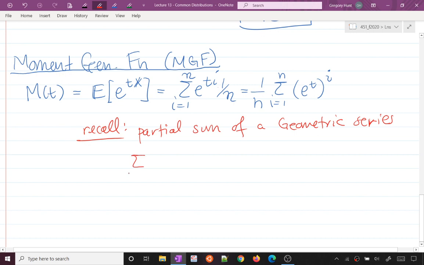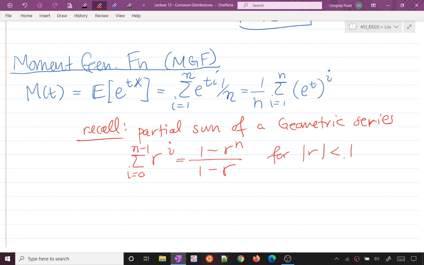The sum of a geometric series, if we sum i goes 1 to n minus 1 of r to the i, this is kind of the partial sum of a geometric series. This is 1 minus r to the n over 1 minus r. All right, if I let n go to infinity, it just becomes 1 over 1 minus r. And this is true as long as absolute value of r is less than 1.